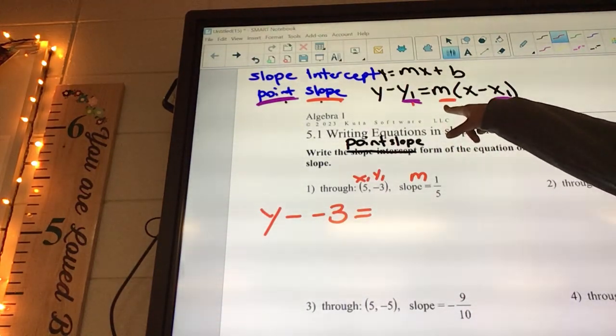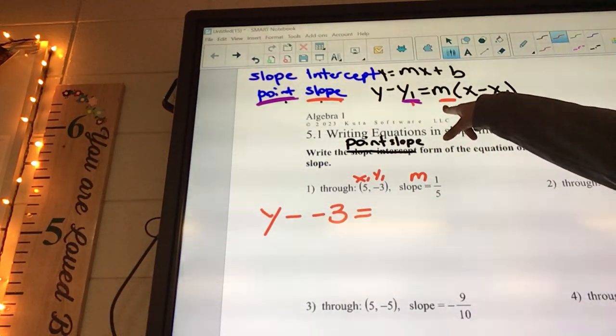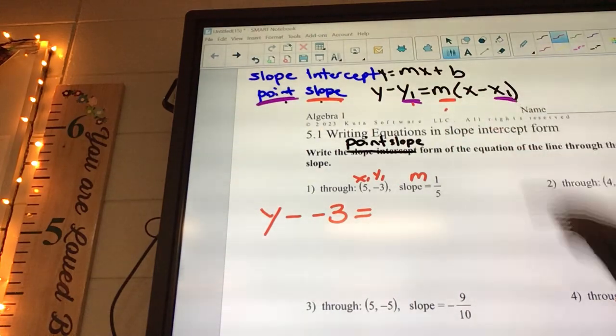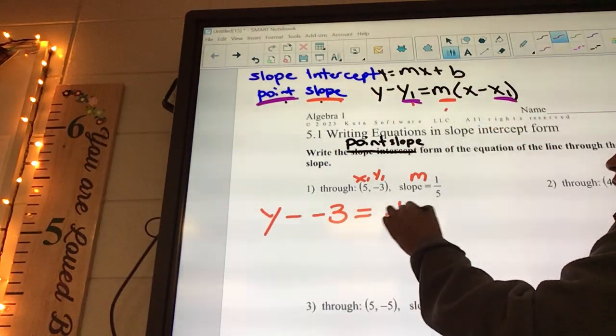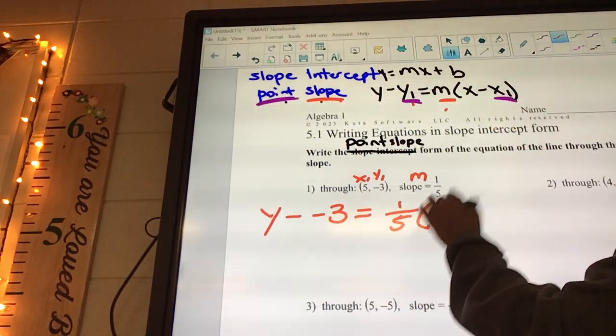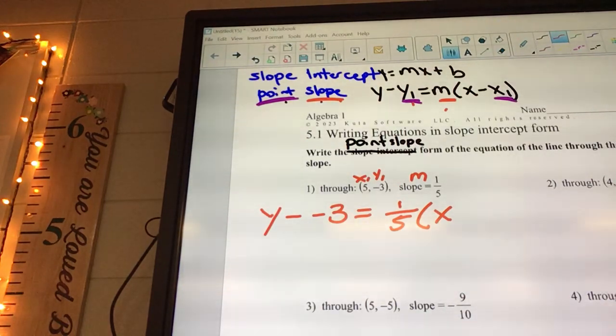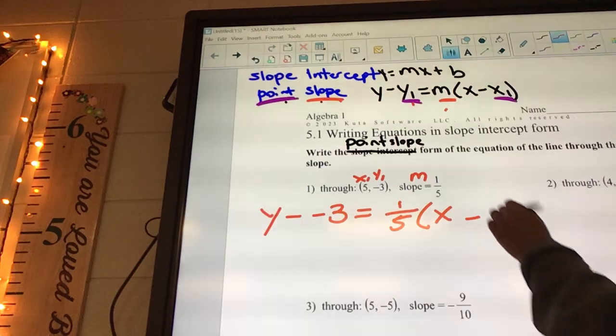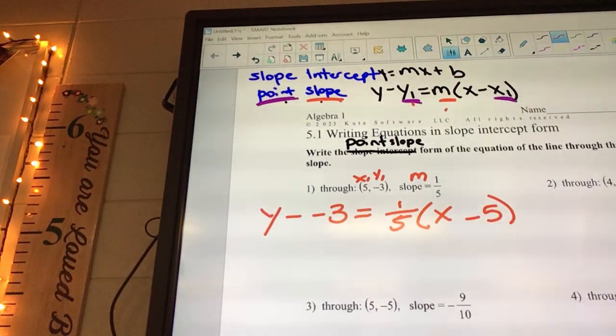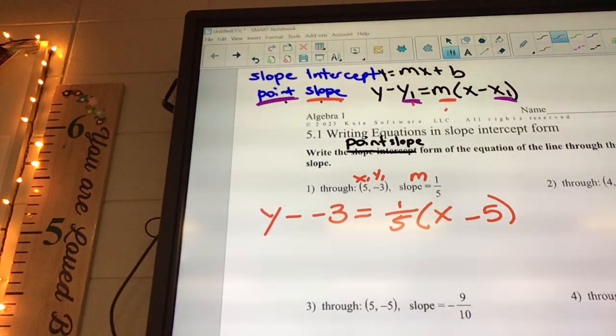Well, what's my m? 1/5. 1 over 5. Parenthesis x, because that is the regular x, so we're gonna leave it there, minus x1, which is 5. Okay, now the only change, and so that's it, okay, we're just writing it in point slope form.